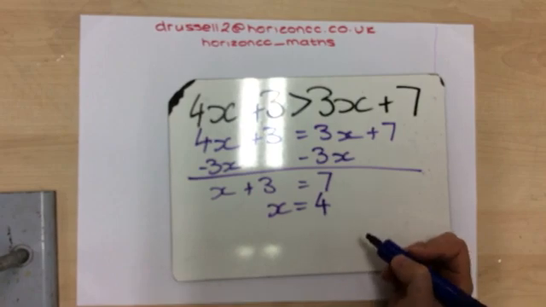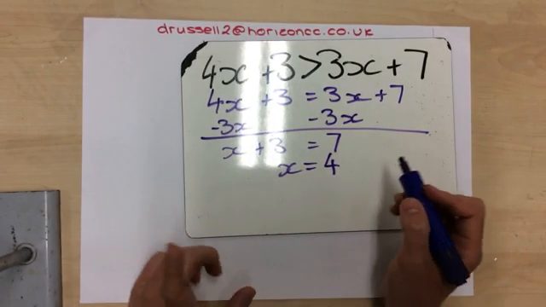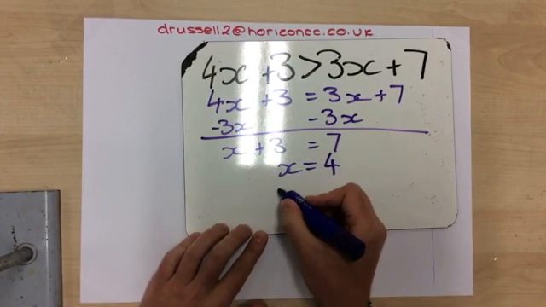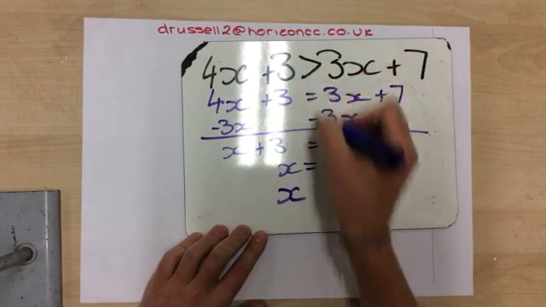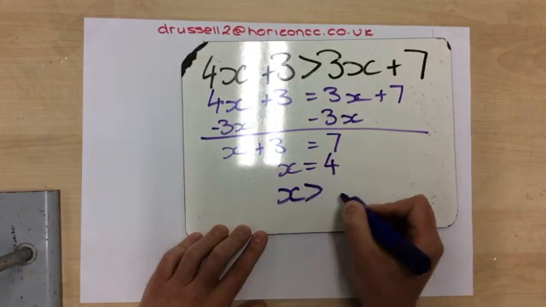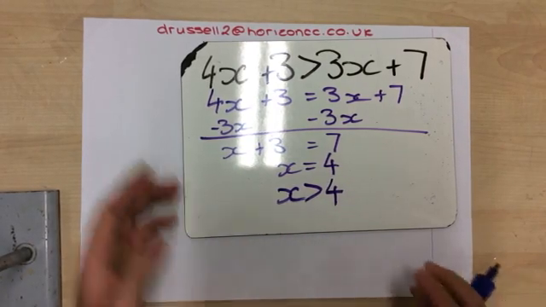I must go back. I've just remembered the previous question, sir. I forgot on the previous one. I need to put that inequality symbol back in. I've not moved or divided by negative, so I can put x is greater than 4.